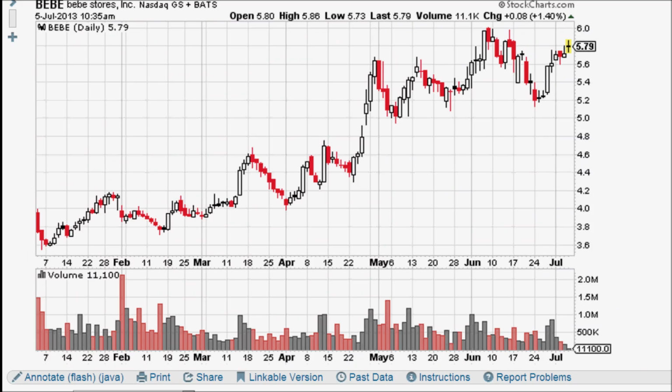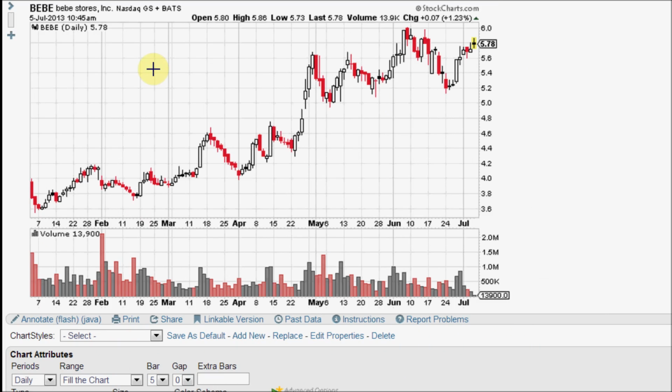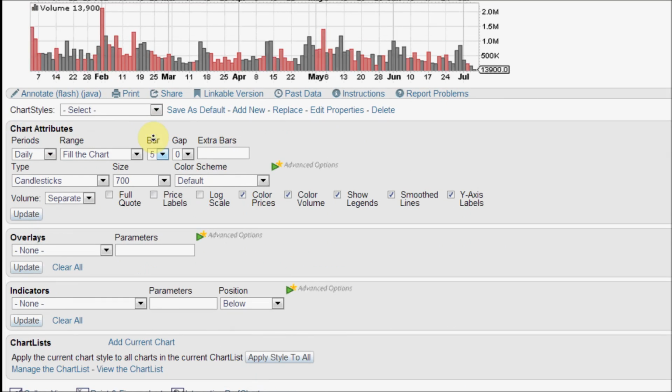Today's lesson is on stochastics, which was developed by George Lane in the late 1950s. It is a momentum indicator, and it shows the location of the close relative to the high-low range over a set number of periods. Let's go ahead and load up the Stochastics Indicator on a standard stock chart.